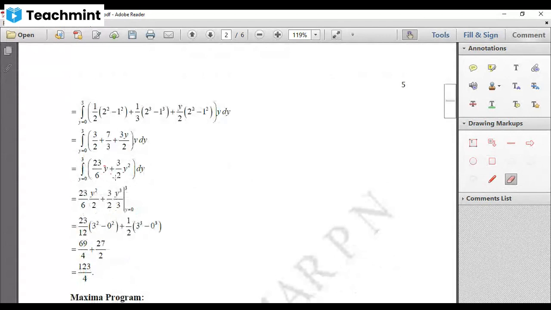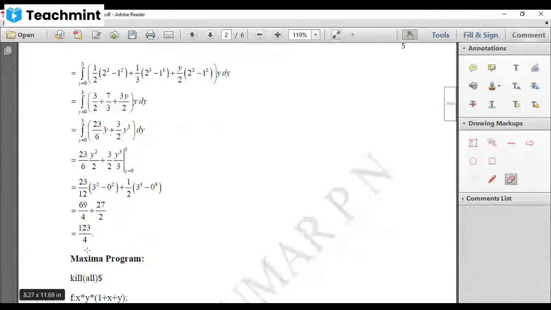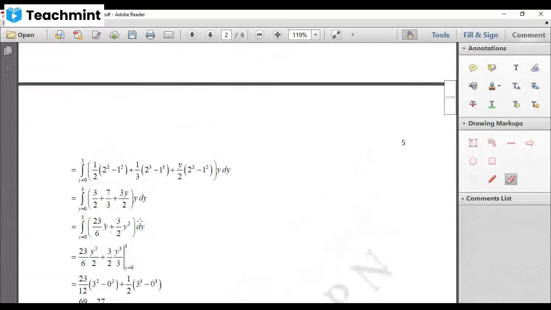Now we know how to integrate this because we have to integrate with respect to y. That's all. Now 23 by 6 into, what is the integral of y? y square by 2, plus 3 by 2 into the integral of y square, which is y cube by 3. And the limit is from 0 to 3. Now 23 by 12 is constant. Apply the upper limit 3 square minus 0 square plus 3 by 6, right? 3 gets cancelled here, so 3 by 6 is 1 by 2. If you apply the upper limit, you will get 3 cube minus lower limit 0 cube. If you simplify, you will get 123 by 4. So that is how you have to solve manually.